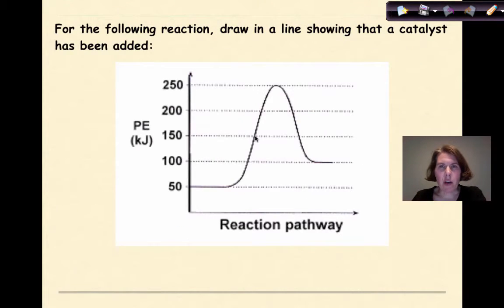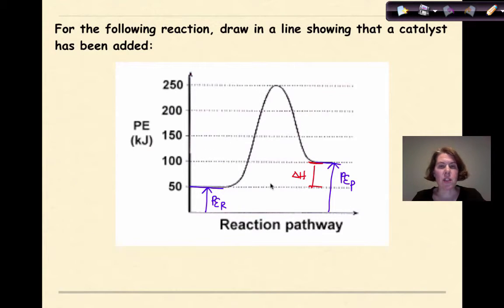So let's look at this diagram right here. For the following reaction, draw in a line showing that a catalyst has been added. So initially, right here at the very beginning of our reaction, we have the potential energy of our reactants. And at the end of the reaction, we have the potential energy of our products. And the difference between these two, right here to right here, is our delta H. This is our heat of the reaction, and that can't be touched by a catalyst.